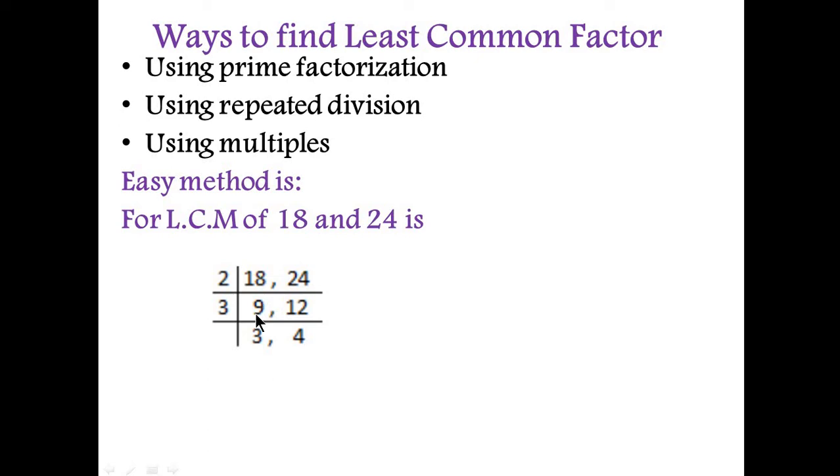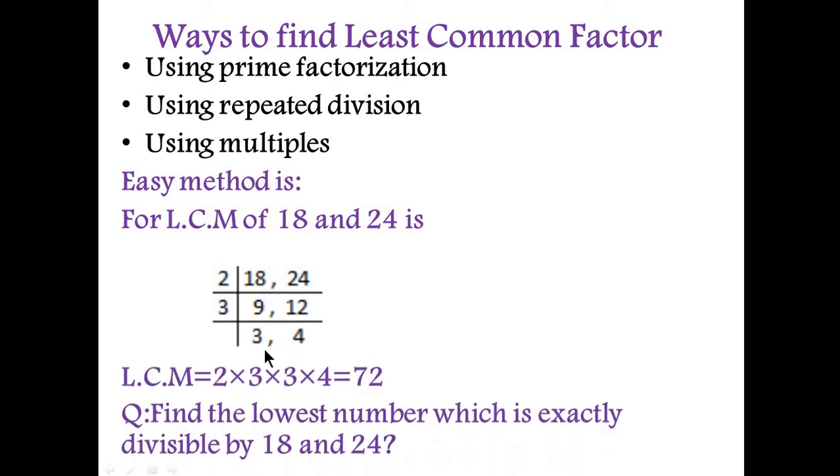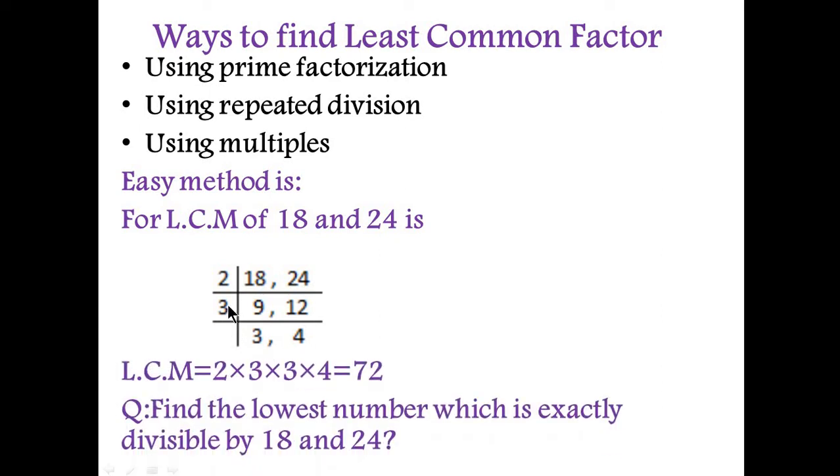After that, now take another number that divides these two. So 3 threes are 9 and 4 threes are 12. Now 3 and 4, there are no further common factors for these numbers. So that's why we simply multiply all these factors. So 2 cross 3 cross 3 cross 4, that is 72. So LCM of 18 and 24 is 72. The question could be like this: find the lowest number which is exactly divisible by 18 and 24.